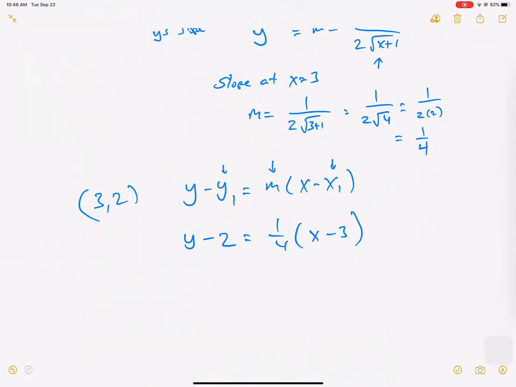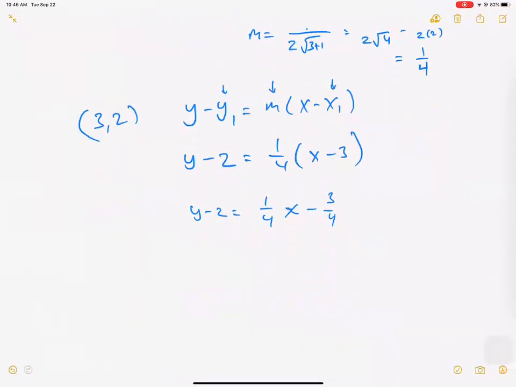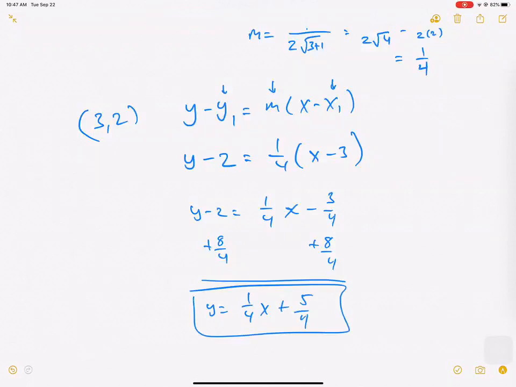We can solve this for y if you want. y minus 2 is equal to 1 over 4 x minus 3 over 4. And when I add 2, I'm going to actually add plus 8 over 4, because in my brain, I like actually writing the common denominator over. So y is equal to 1 over 4 x plus 5 over 4. That is your tangent line. See, that's a line equation. This is a line equation, and it gives me the slope at point 3, 2.